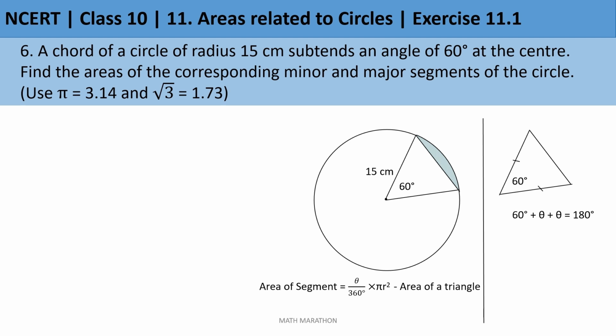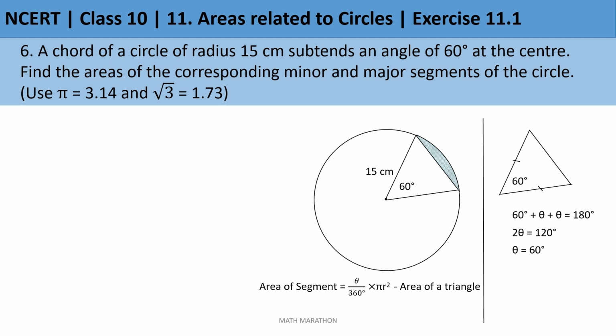So, two inner angles of the triangle are equal. We know that sum of inner angles of the triangle is 180 degree. So, 60 plus 2 theta is 180 degree. Let us subtract 60 on both sides of the equation. We get 2 theta is equal to 120 degree. Let us divide the equation by 2. We get theta is equal to 60 degree.